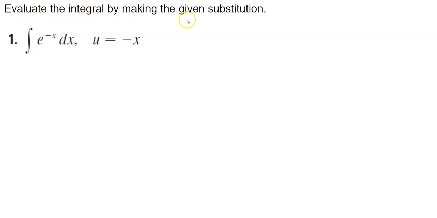Evaluate the integral by making the given substitution. So the integral that we have is e to the negative x dx, and we're going to let u equal negative x. So for the first part, they're telling us that we're going to let u equal negative x.